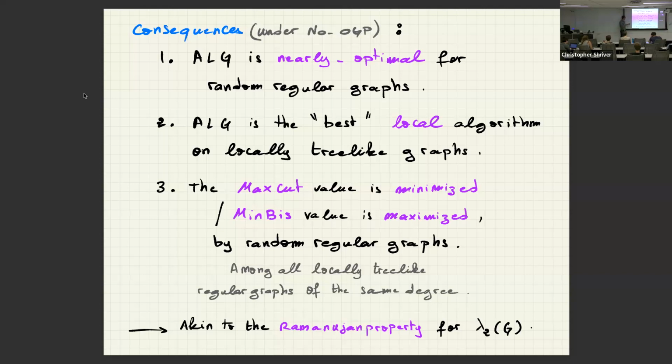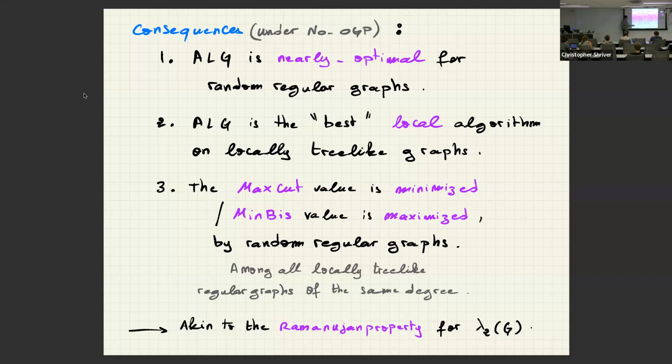So as a consequence of that, the maximum cut, as a function of graphs, is minimized by random regular graphs. And in the opposite direction, the minimum bisection, as a function of graphs, is maximized for random regular graphs. So the extremal graphs for these combinatorial quantities are random regular graphs.